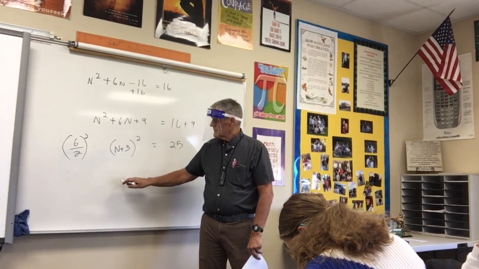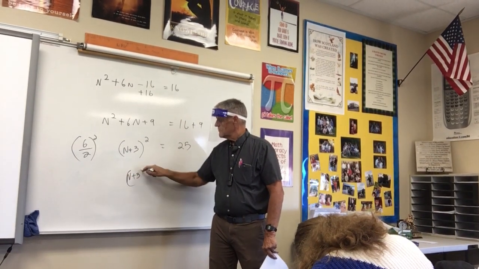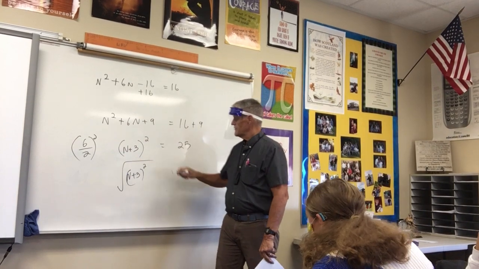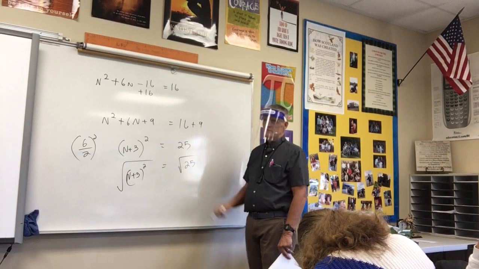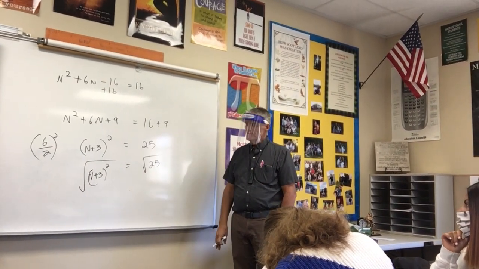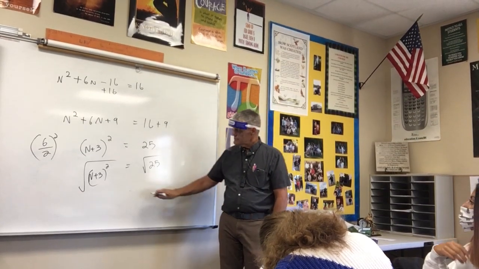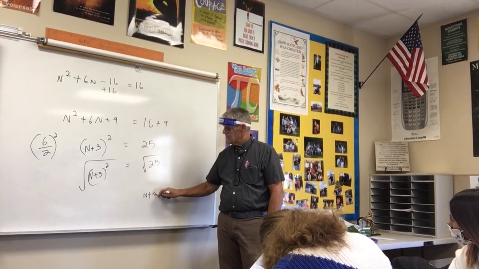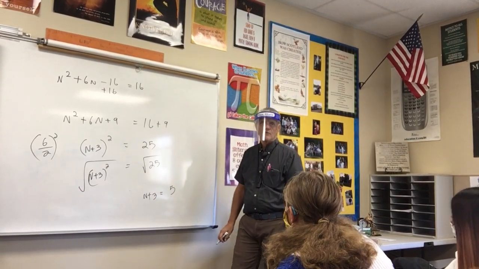So, I have n plus 3 on the d squared. I'm going to take the square root of that, equals the square root of 25. And there's always two numbers here that will give me this. So I have a positive and a negative that will always give me this. Okay, so n plus 3 equals 5 or negative 5.